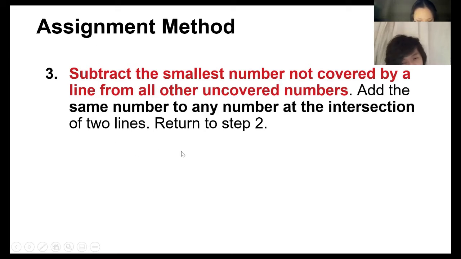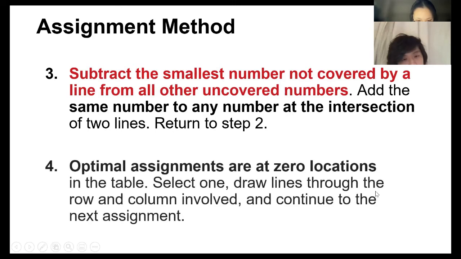Then return to step 2 again and repeat this. That means you can do this endlessly, for 4 machines, 4 operators, and so on. So as optimal assignments are at 0 locations in the table, you select one, draw lines through the row involved, and continue to the next assignment.